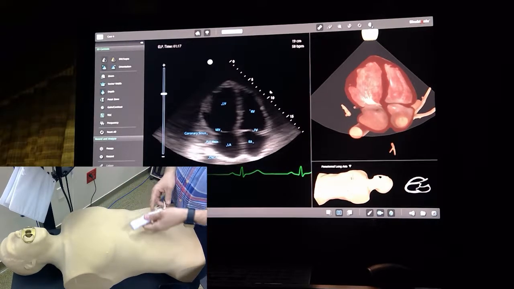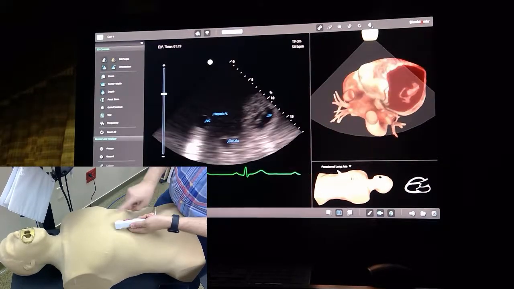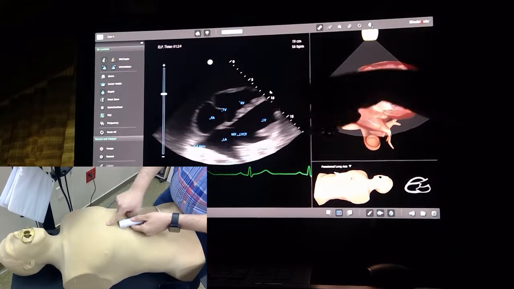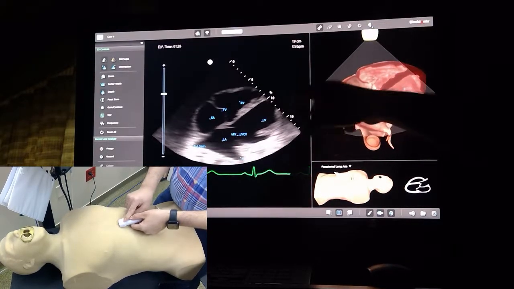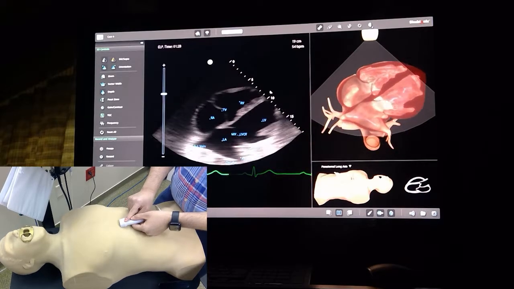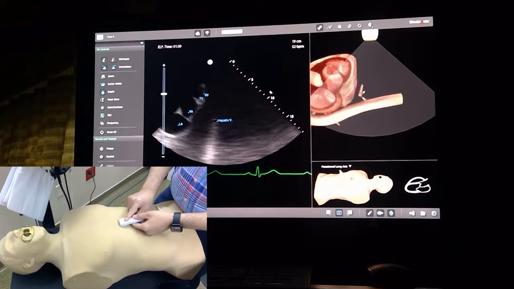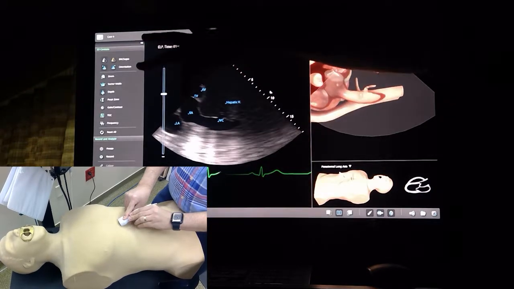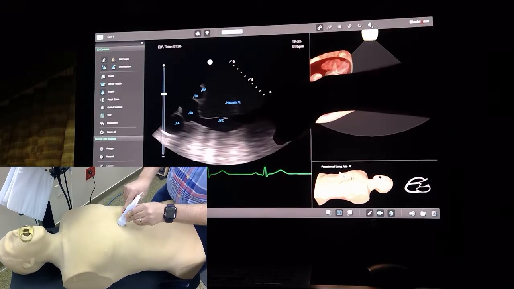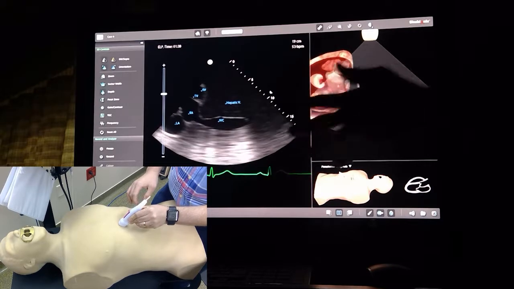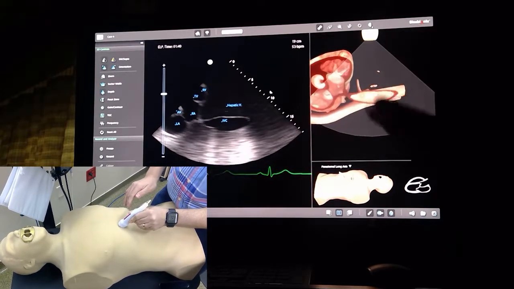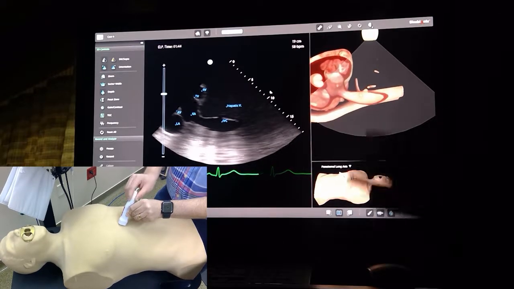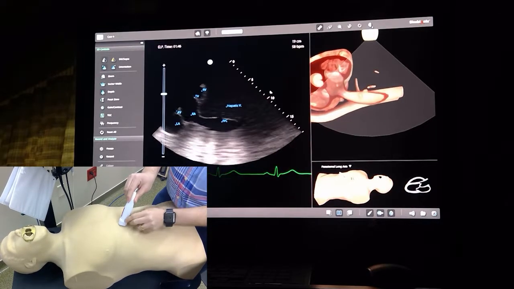Let's go to the subcostal. Okay, and in the subcostal view, RV, LV, RA, LA, same thing, hardly moving. Let's look at the IVC. And this is the right atrium, this is the IVC. The IVC is more than 2 centimeters, so it's dilated and it's not collapsing. So this tells you that the right atrial pressure is high.